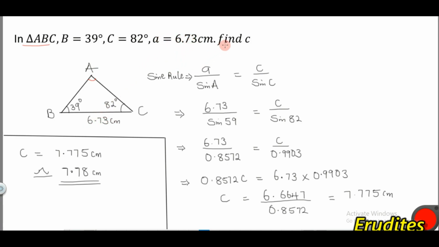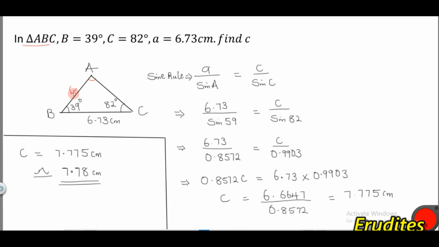Then the question says find c. So c is for the side. This is angle C, and the small c we are looking for is the side facing this angle C. So this is what we're asked to look for.